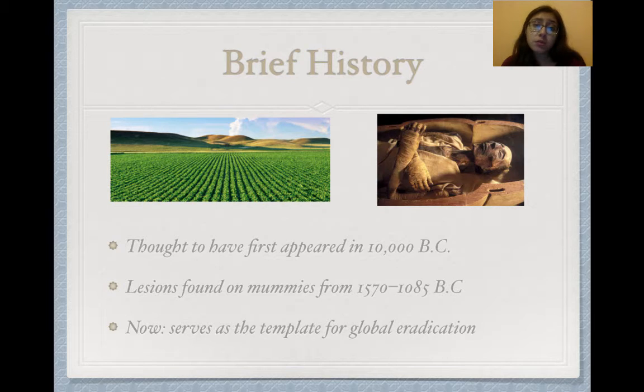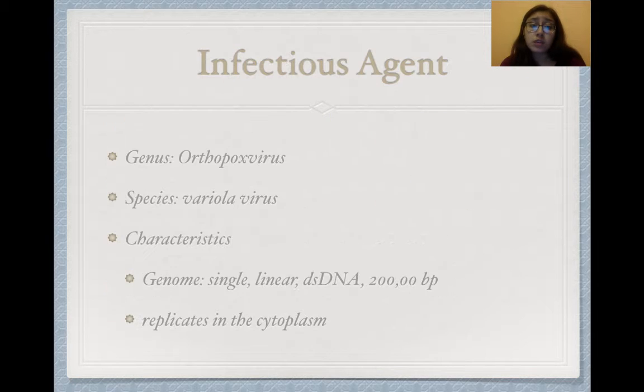This is one of the most widespread, most ancient diseases seen within human history. It's thought to have first appeared in 10,000 BC, around the same time that the first agricultural settlements were appearing. The first physical manifestations that we have of this disease can be traced back to mummies, as far back as 1570 BC.